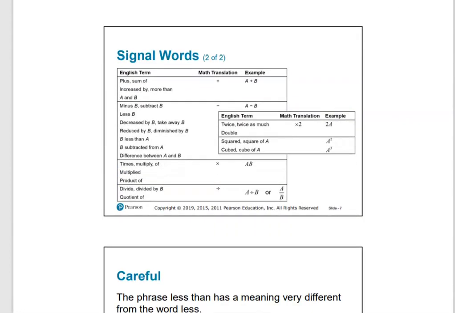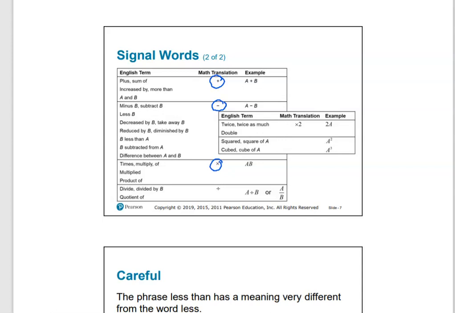When we talk about a plus sign, we talk about plus, sum of, increase by, more than, A and B. Minus: subtract, less B, decrease by B, take away B, reduce by B, diminish by B, B less than A, B subtracted from A, the difference between A and B. So all these kind of things are talking about subtraction.